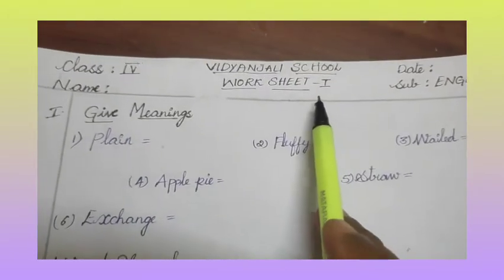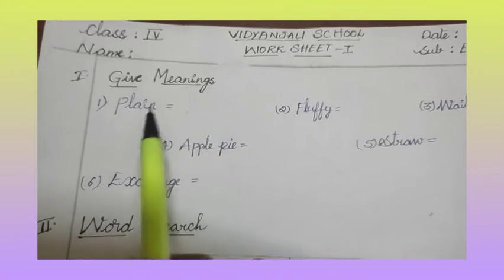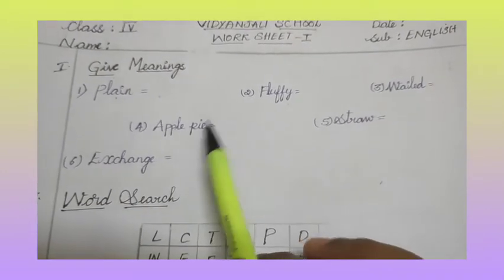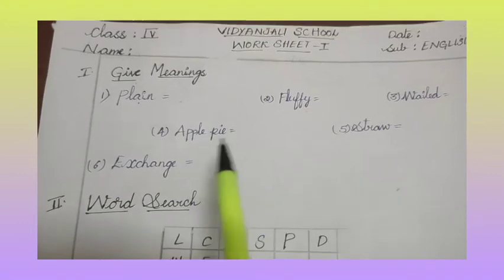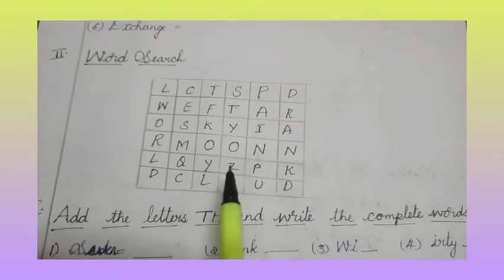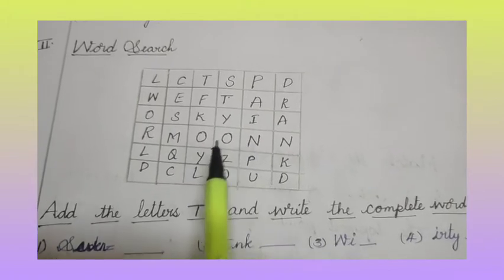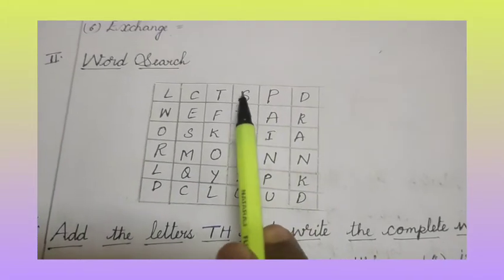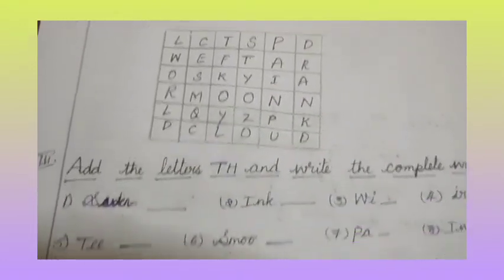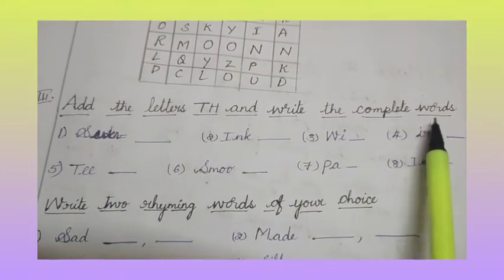This is your worksheet 1, part 1. Start with the meanings. Give meanings: plain, fluffy, veil, apple pie, straw, exchange. So you have to write the answers for the meanings here. And word search. Here there is a box with some alphabets. You have to circle the words, right? And here add the letters TH and write the complete words.